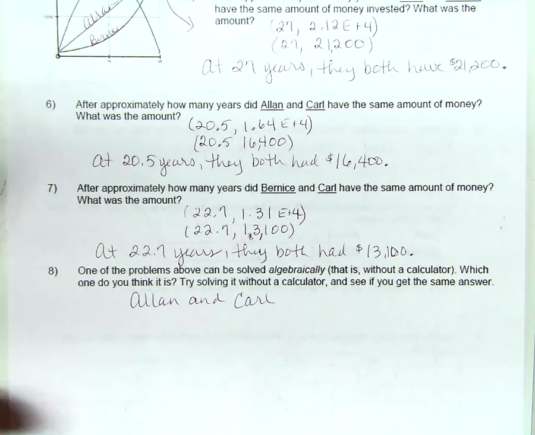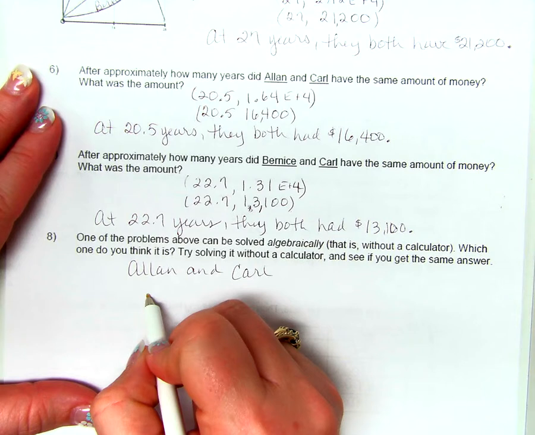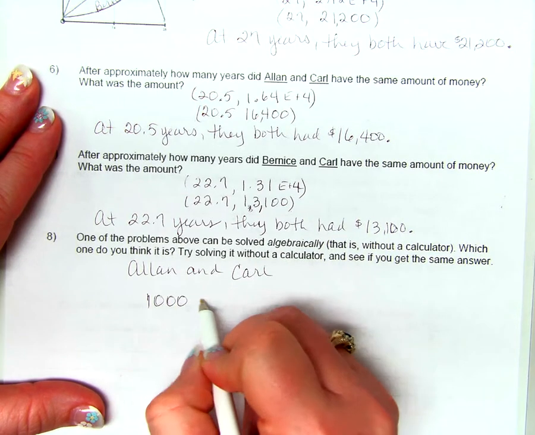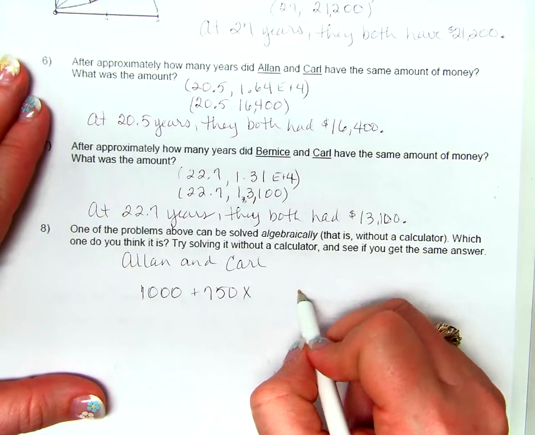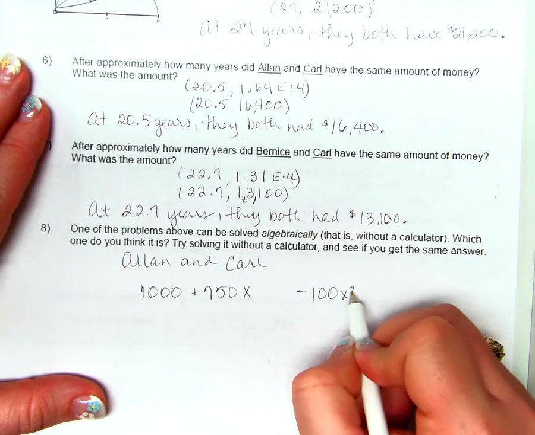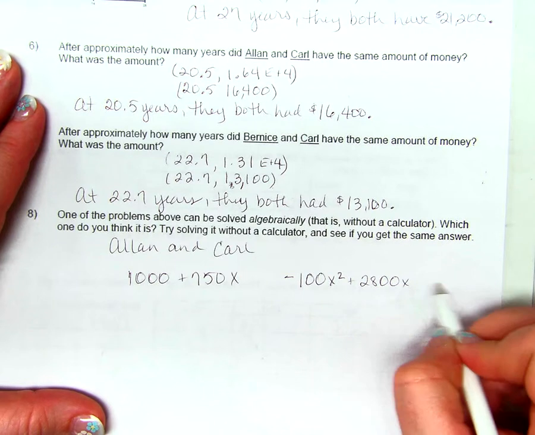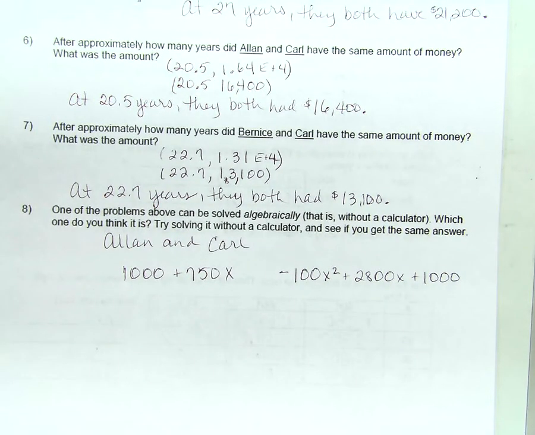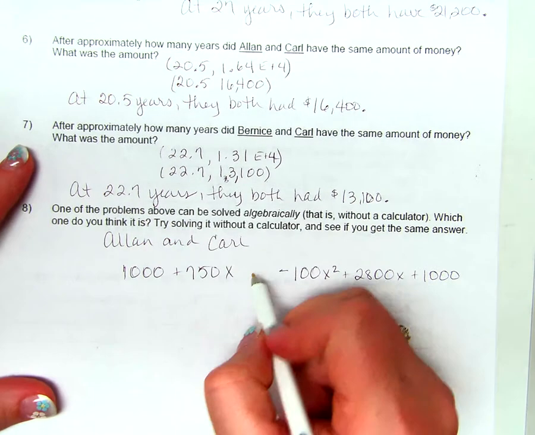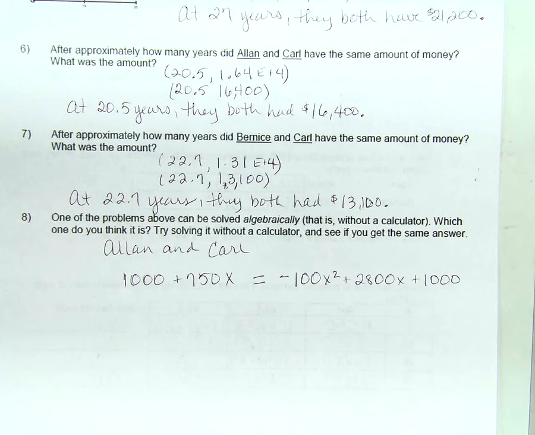We've done something like this before. So let's solve it algebraically. What is Alan's equation? And what's Carl's? And if we're trying to find the intersection, what are we doing with these two equations? We're setting them equal to each other, yes? So how do I solve this equation?